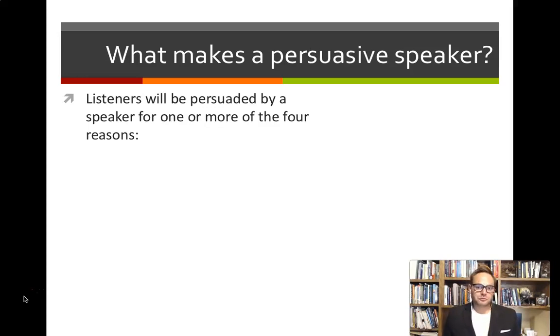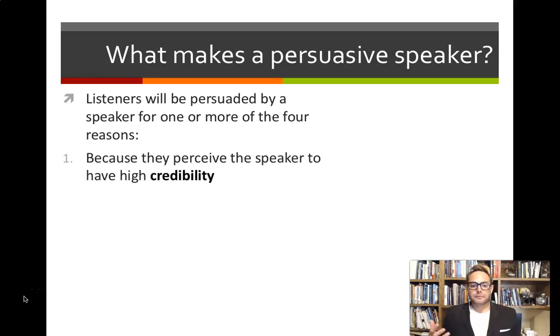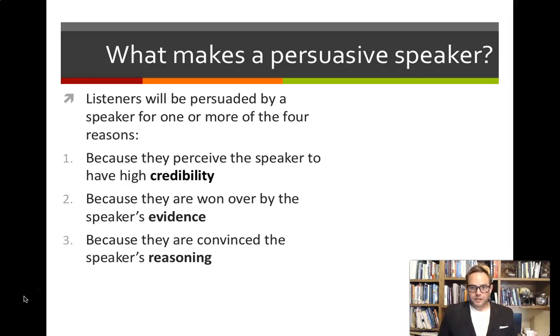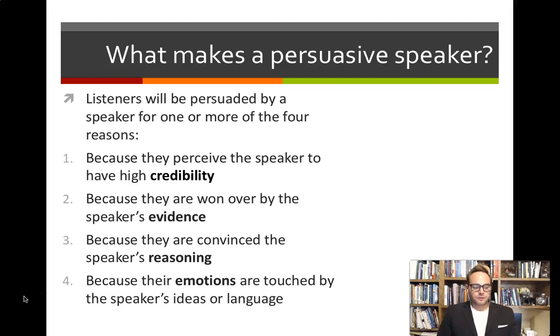So what makes a persuasive speaker? What makes you someone who's persuasive? Listeners will be persuaded by a speaker for one or more of the following reasons. So the first reason is because the audience member believes you to have high credibility. So you are someone who is trustworthy. And that's the reason why they are persuaded. It could be because they have been persuaded by the evidence that you put forth in your speech. Sometimes audience members are persuaded because they are convinced by the speaker's reasoning, the logic, the reason that they used. And then the fourth one is because their emotions are touched by the speaker's ideas or language.